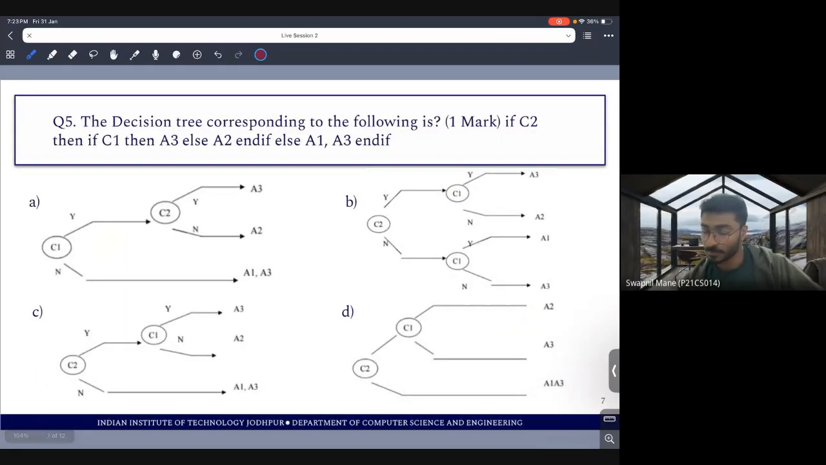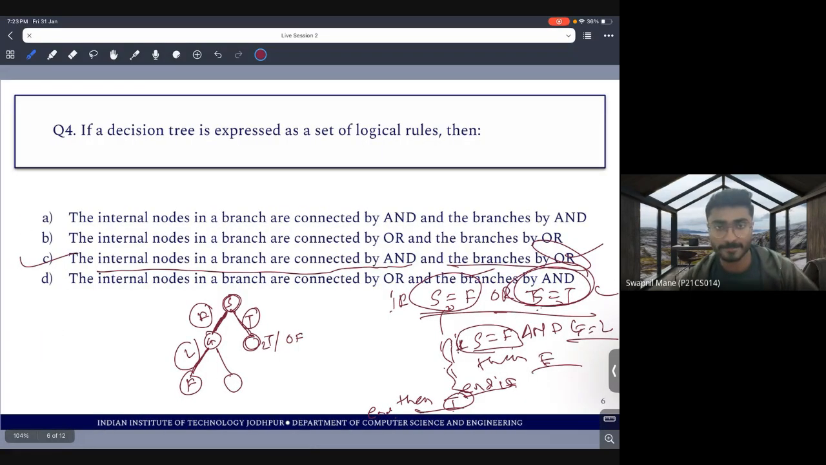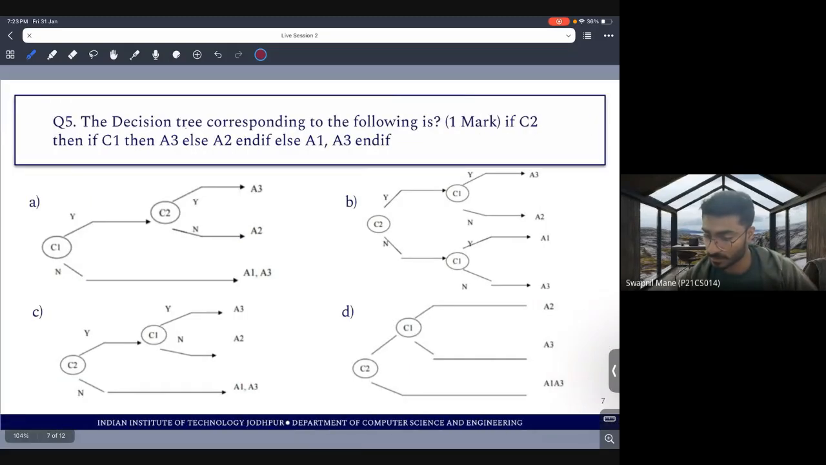So the same question is here. What do you think, which option is correct here? So this is the question here, decision tree. In the previous question, is there any doubt? Okay, if not, let's move to another question.